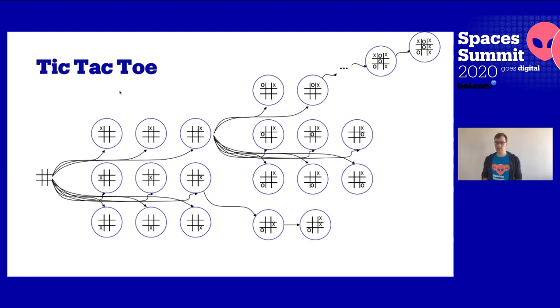Just for clarity's sake, this is not a tree because it's possible to reach the same node through different paths. And in some games, it's even possible to get back to an original state, so it's not even acyclical. But in the case of tic-tac-toe, it's acyclical.